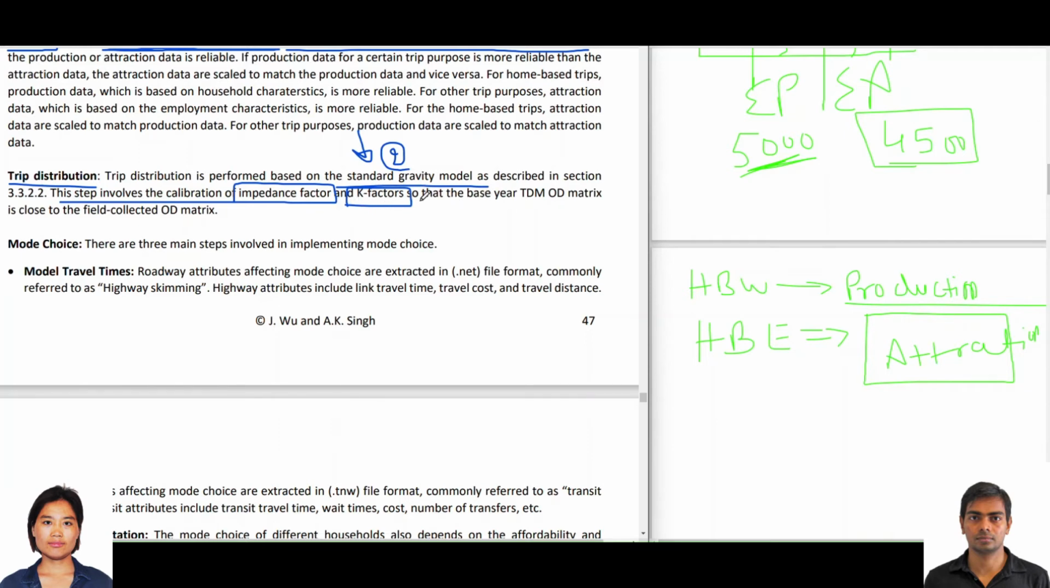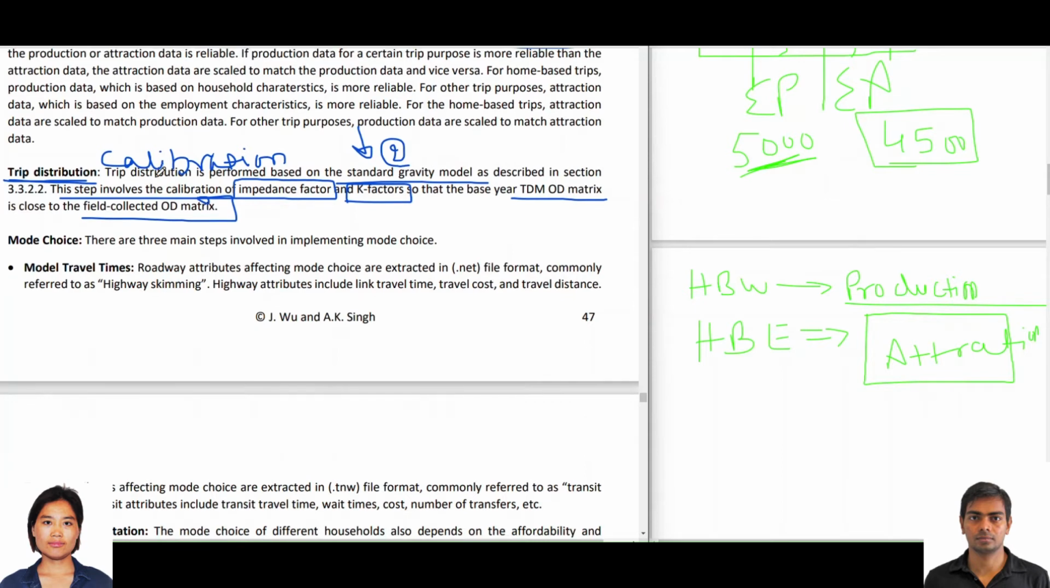So we are trying to match the TDM OD matrix output to the field collected OD matrix output. By adjusting these two numbers, we try to figure out what OD pattern we are getting from the TDM and what OD pattern we are getting from the field, and we try to match them. That's the trip distribution calibration, we can call it. This is done by agencies. This is not a travel demand model calibration. This is model development, when the model is actually being built, even before being used.